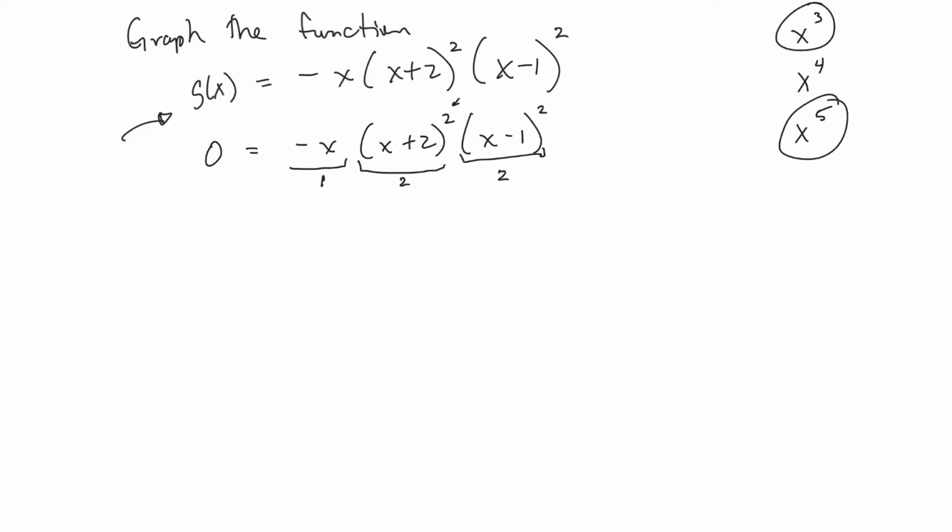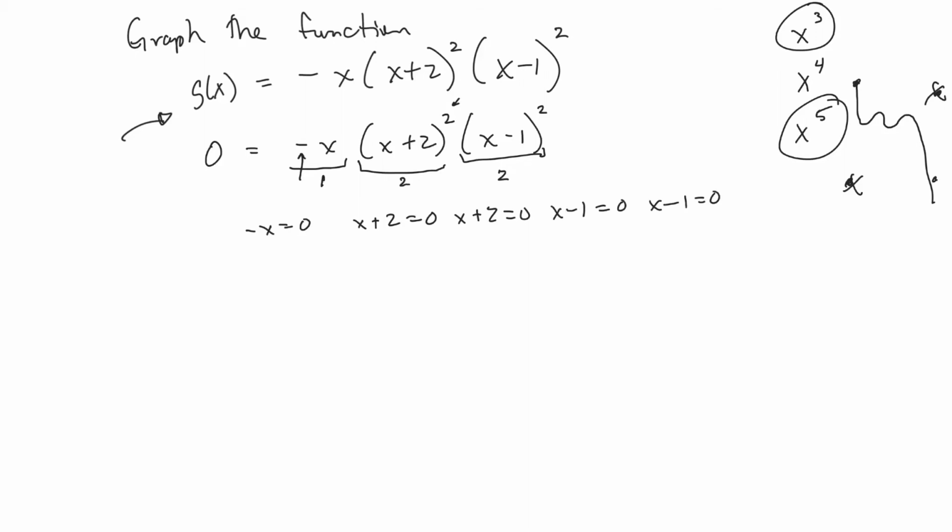X to the fifth, similar to x cubed, starts low and ends high. Oh, hold on. This is negative. So instead of starting low and ending high, they start high and end low. So they'll come down and have this kind of shape. Again, we let it equal 0, so either -x is 0 or x plus 2 is 0. There's 2 of those. And there's 2 of these. Divide both sides by -1 and you still get 0. This will give me a -2, another -2, a +1, and another +1.